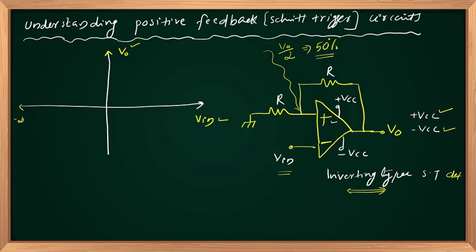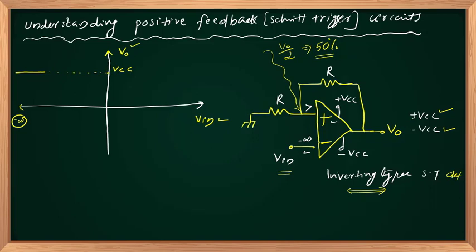To begin with, let us assume Vin is at minus infinity, an extreme negative value. As my Vin is at minus infinity, this signal is always greater than this one, so my output will be at plus VCC. When Vin is at minus infinity, I am sure that my output is at positive VCC.